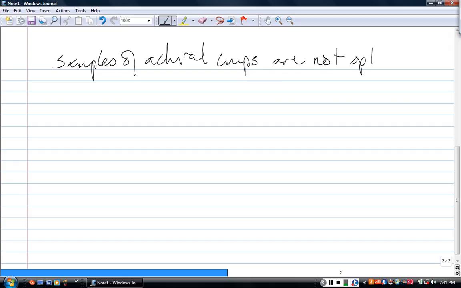So it means that samples of achiral compounds are not optically active. And the reason is they simply undergo a series of rotations, corrections, rotations, corrections, rotation, corrections. And therefore there's no net rotation at the end.